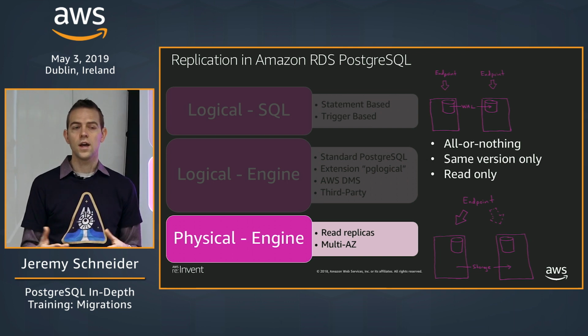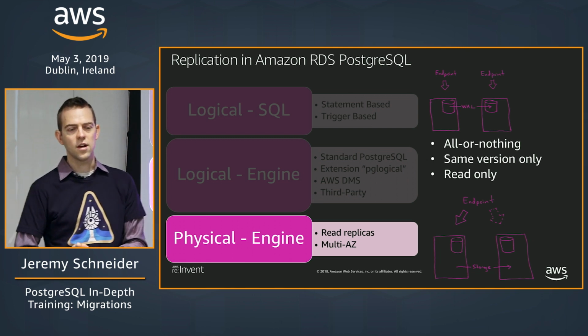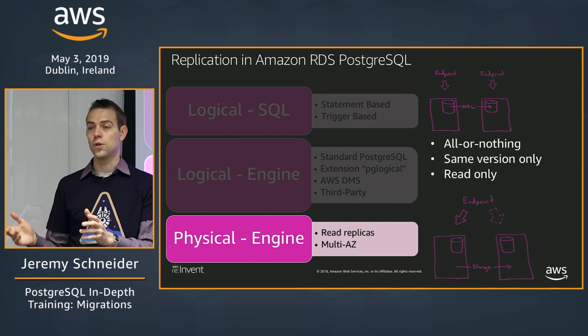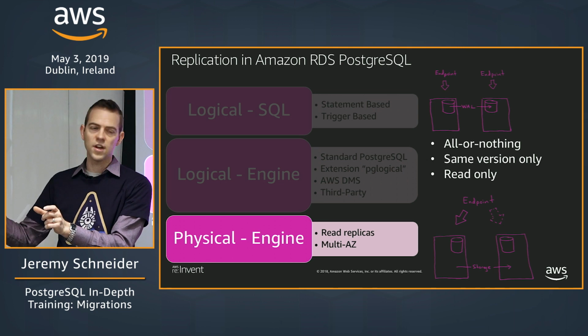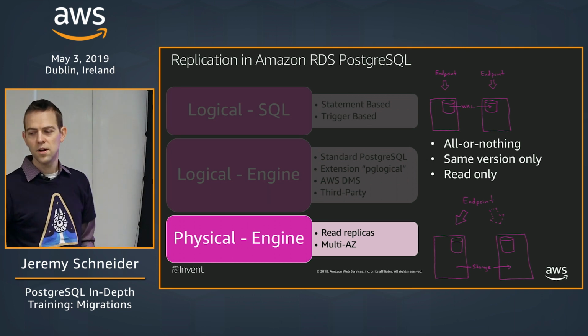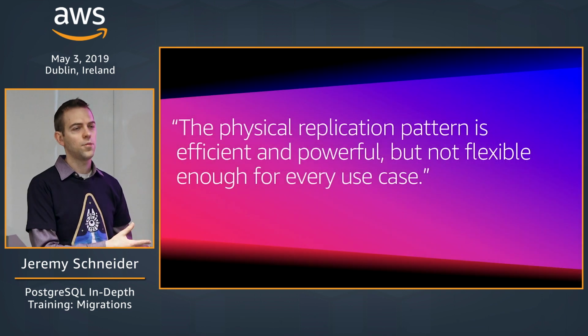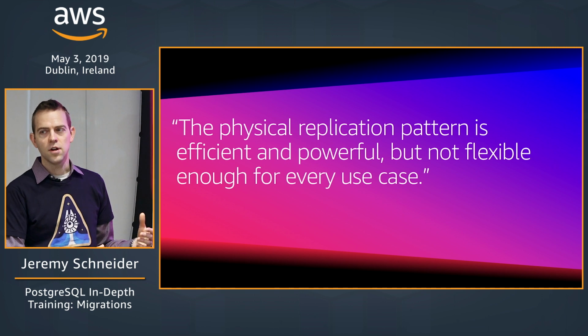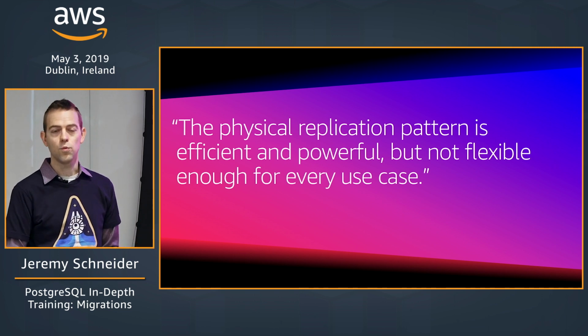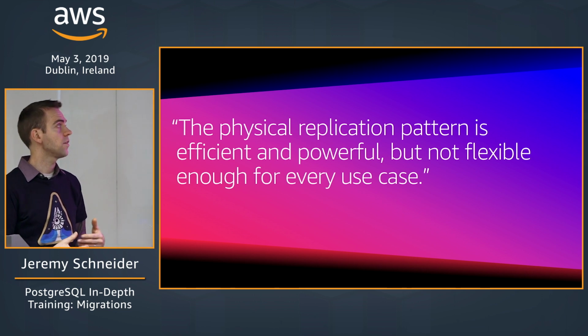You can't do different versions. You can't go across versions. And the other thing is, it's read-only. You can't create additional tables in the copy. The copy is going to be the same. So we've solved the problems that we had with SQL-based replication. However, in the process of solving them, we lost all of that flexibility that we had. So what is our answer to this?